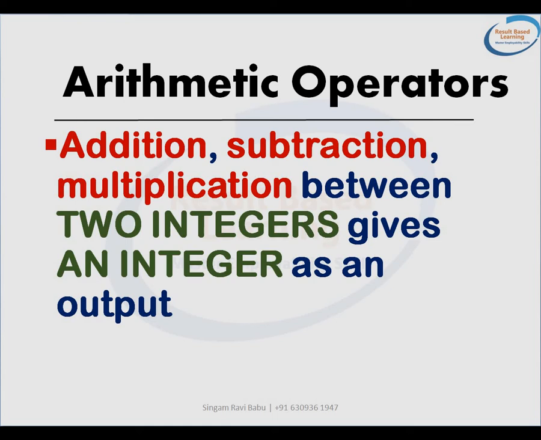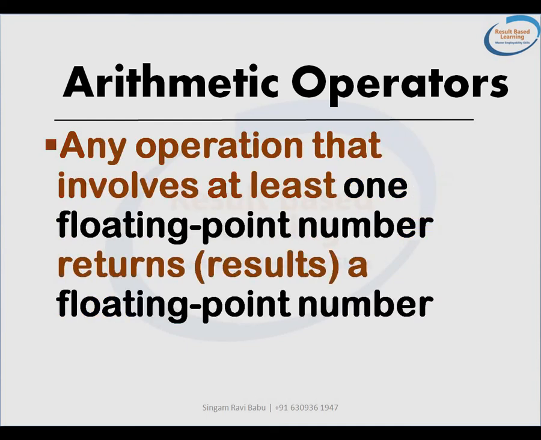Addition, subtraction and multiplication between two integers always give an integer as an output. Any operation that involves at least one floating point number returns a floating point number as an output. Also, when the operation between two numbers is division, even if the two numbers are integers, it will return a floating point number as an output.